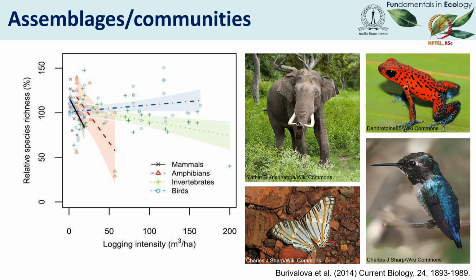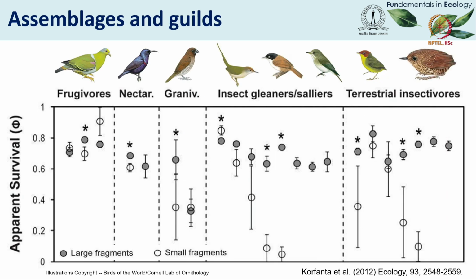And this is very common. You will very often see studies that deal with one particular taxonomically defined group, like birds, for example. And so very often when we say community ecology, we're often dealing with assemblages of taxonomically defined groups. And within these assemblages, you have guilds.